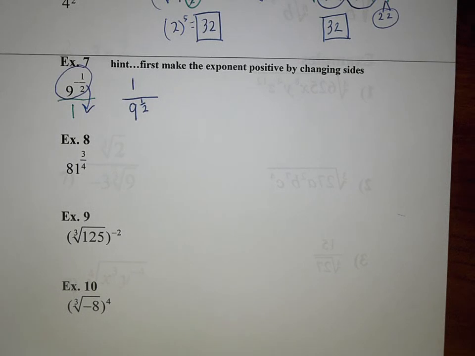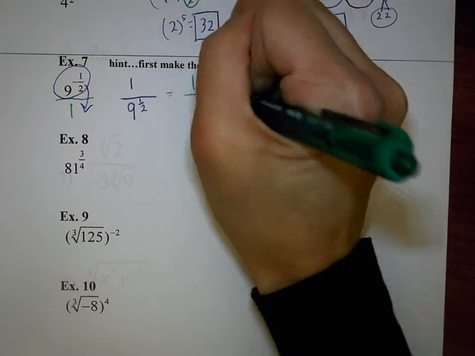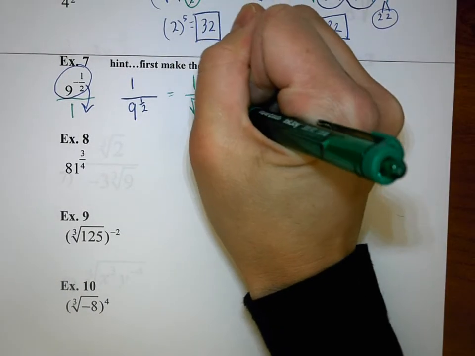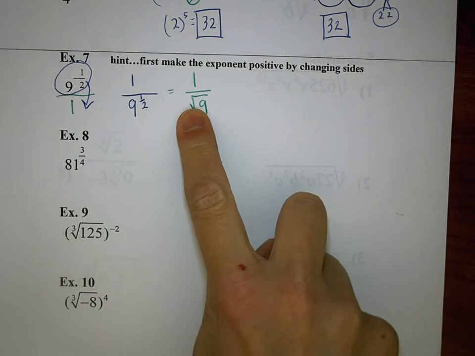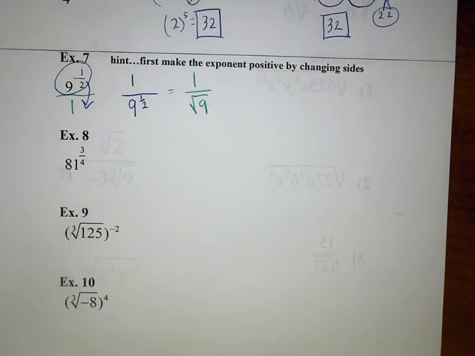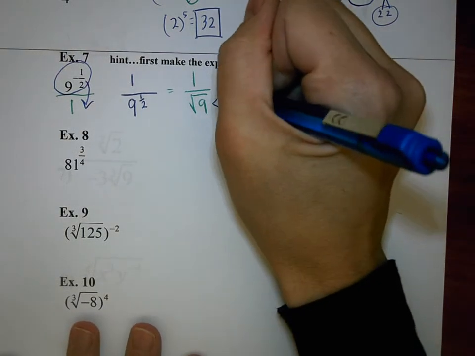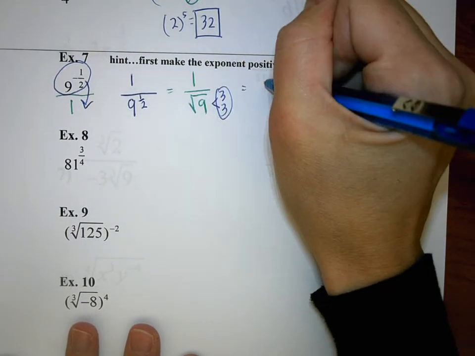Yes, but if I want to change that to root form, how would I write that? 1 over the square root of 3. Good. 1 over the square root of 9. And again, remember, if we don't write the 2, we know it's a 2. If I don't write a 1 as an exponent, we know it's a 1 as an exponent. And then 9 breaks down to what? 3. So wouldn't it be 1/3? So my answer is 1/3.